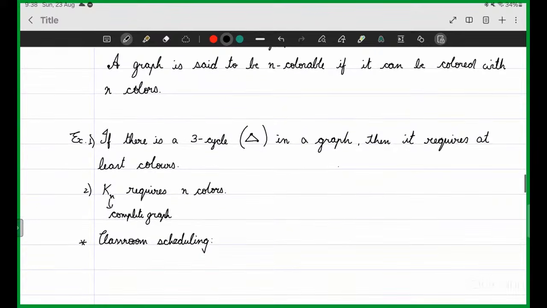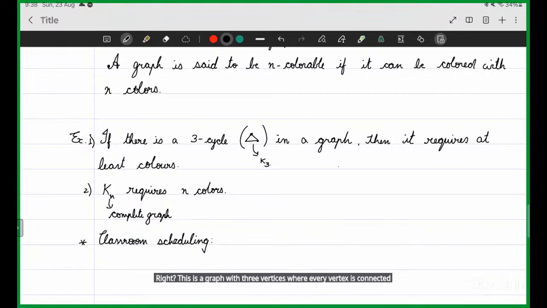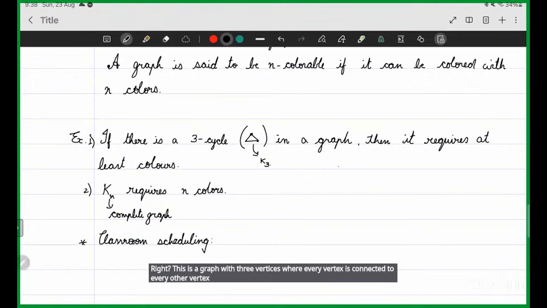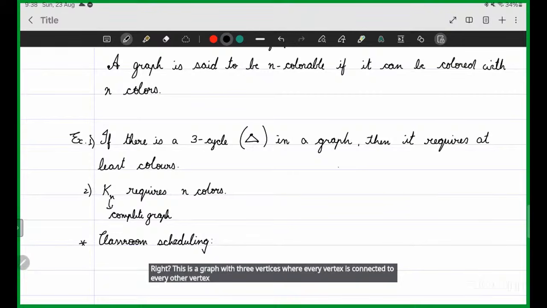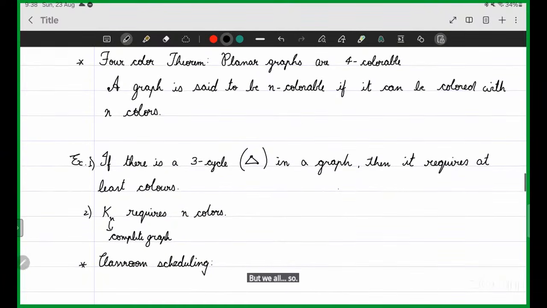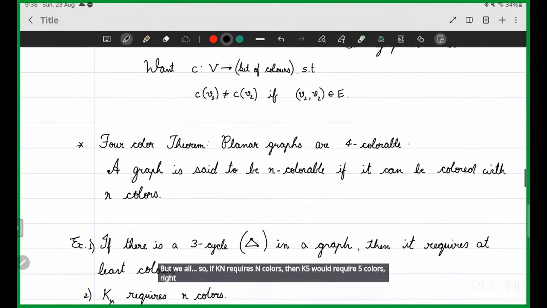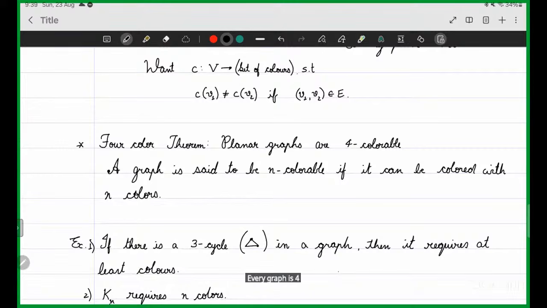Not very important, but just good to know. And what is this? This is just K3 actually, right? This is a graph with 3 vertices where every vertex is connected to every other vertex. But if Kn requires n colors, then K5 would require 5 colors, right? But I've said that every graph is 4 colorable. At max, you will require 4.